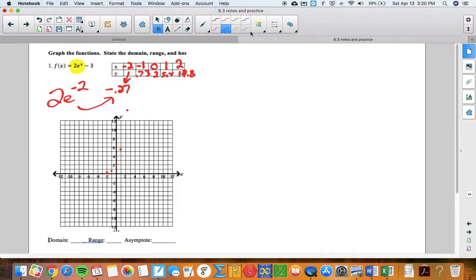But now this minus 3 is going to give us a shift down 3. So I take every single point and I move it down 3. So now we're right about there, right about there.